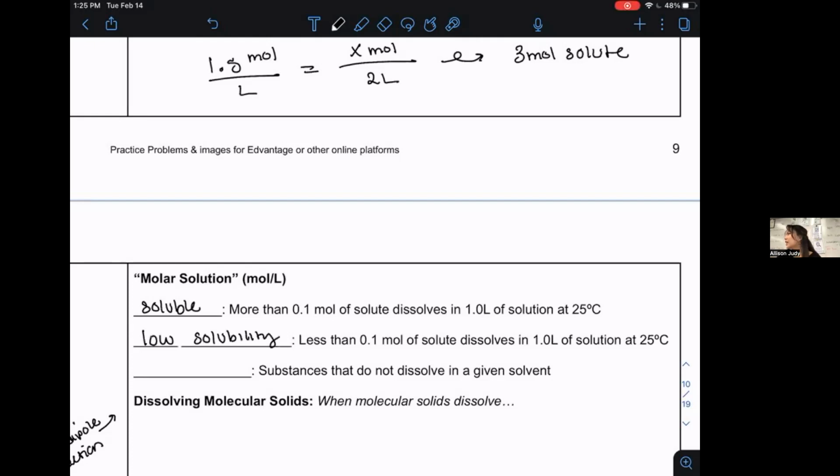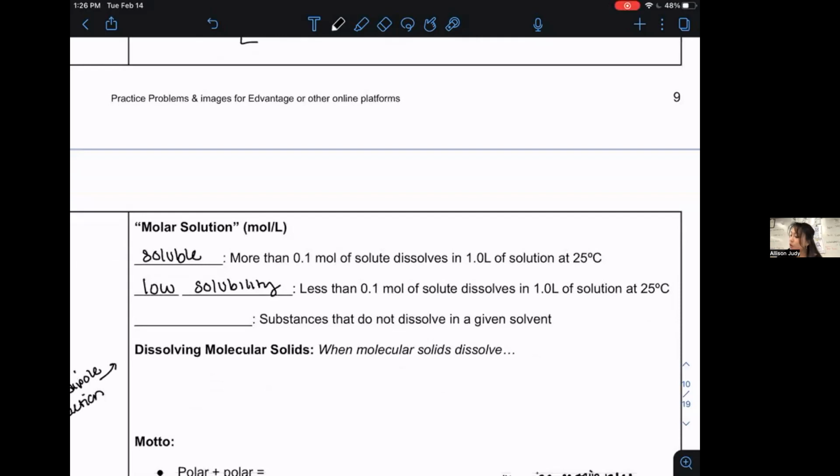This is very generic terminology. This really is just terminology for you at this point, okay? And then finally, if nothing dissolves, like metal in water, metal doesn't really dissolve, it's insoluble. So that's how we use some of those values to create a range of solubility terminology.